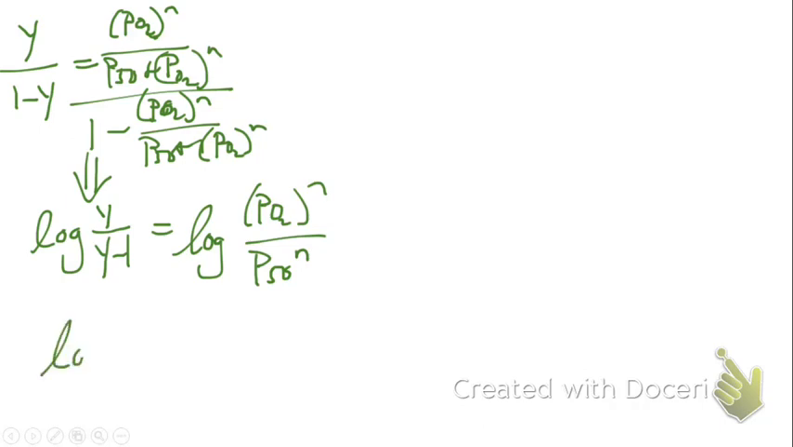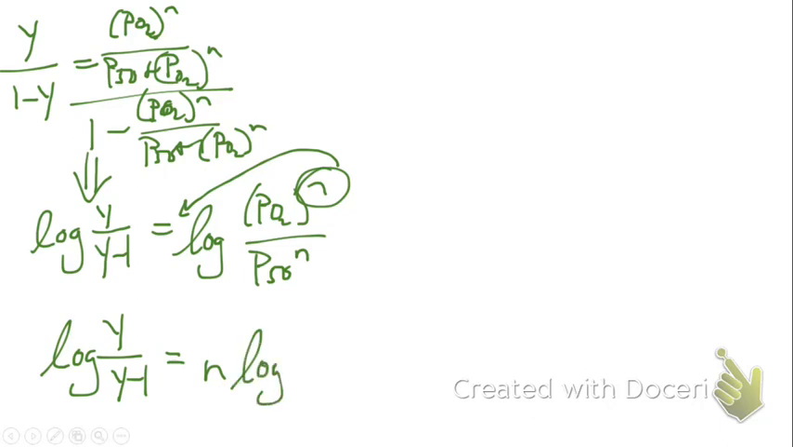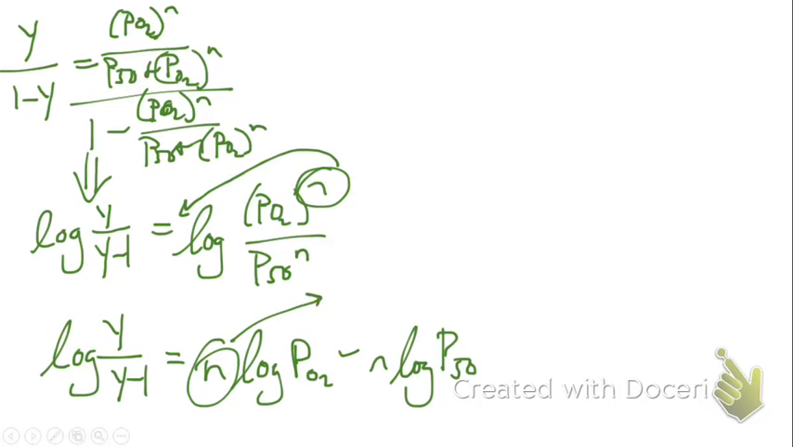And so what we can do is separate them again, like what we did before with myoglobin. Except when we separate these and we have an exponent on our number, it needs to move in front of the log. And so here we have n log of oxygen minus n log of the P50. This n is known as the Hill coefficient.